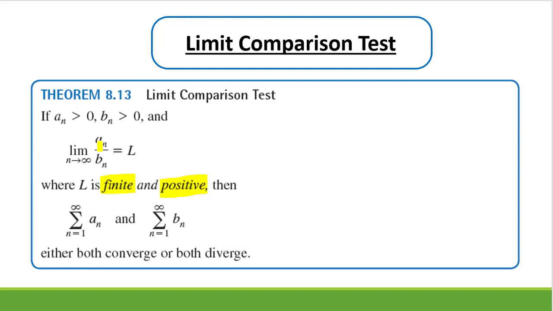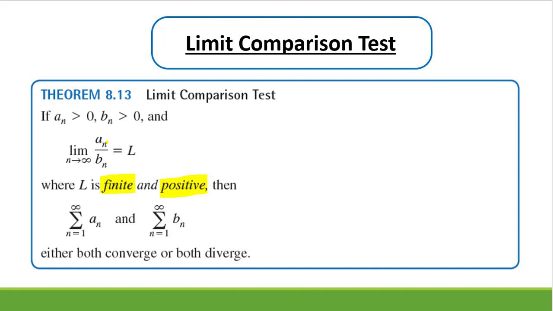A sub n is the one we're given. B sub n is the one that we know something about. So you're always picking something that you know either converges or diverges, and then you just find the limit. This is a little bit stronger of a test than the direct comparison test. I always get nervous on this test, and I always forget to use it, but this is actually a really good test to use.